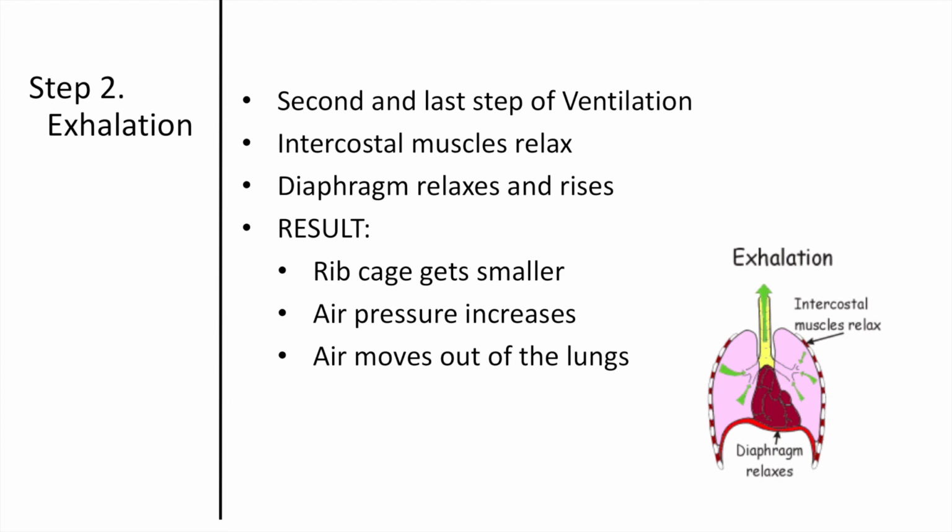The second and last step of ventilation is called exhalation, and this is where the intercostal muscles begin to relax. As the rib muscles relax, the diaphragm also will relax, thus pushing up into the cavity. The result is that the rib cage will get smaller, so it is going inwards here towards the center. The air pressure will increase, and therefore air will now move from the lungs out of the nasal cavity and into the air. All right, we've reached the end of our T-notes.